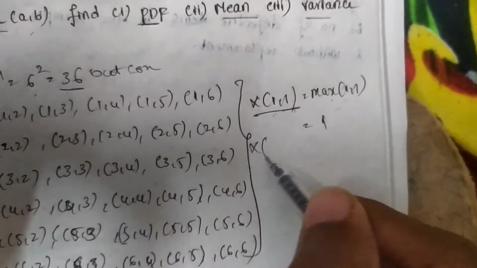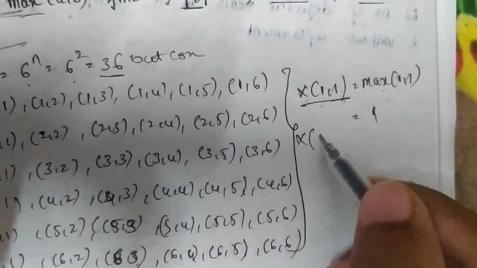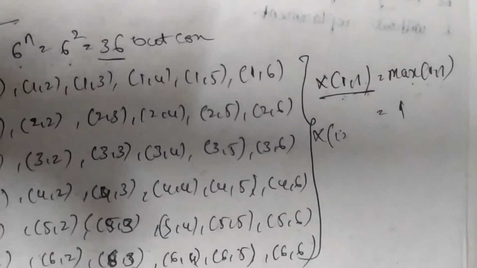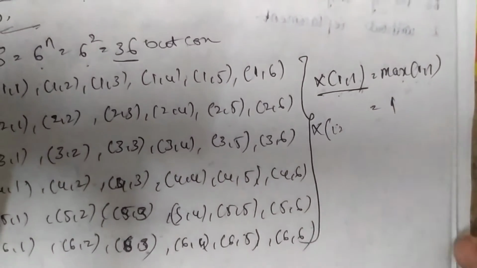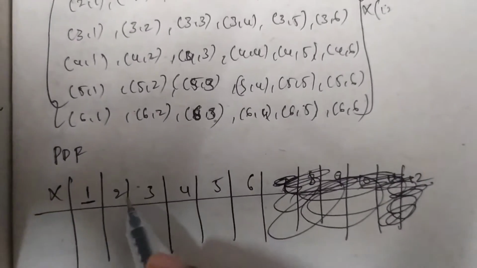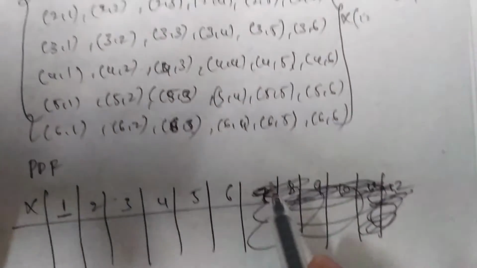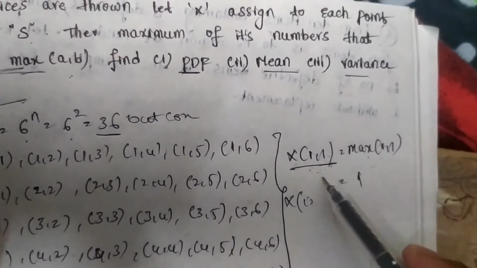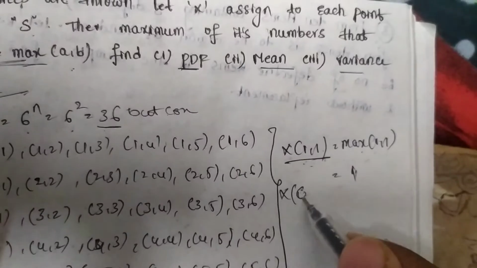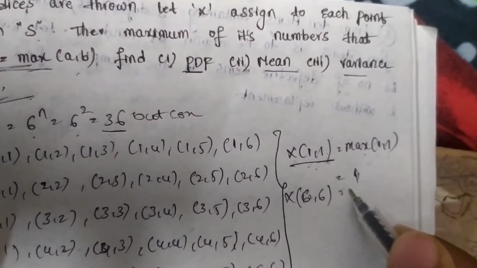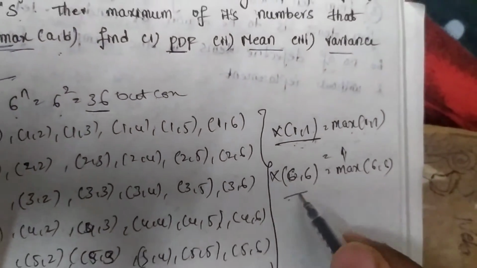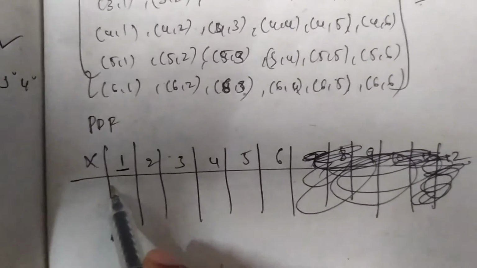Now X of (6,6), we get the value as 6 only. So guys, we have to take here x equals 1 to 6 only, because here X(1,1) equals maximum of (1,1) is maximum value 1, whereas X(6,6) equals maximum of (6,6) is maximum value 6 only. So we take here starting from 1 and ending at 6.